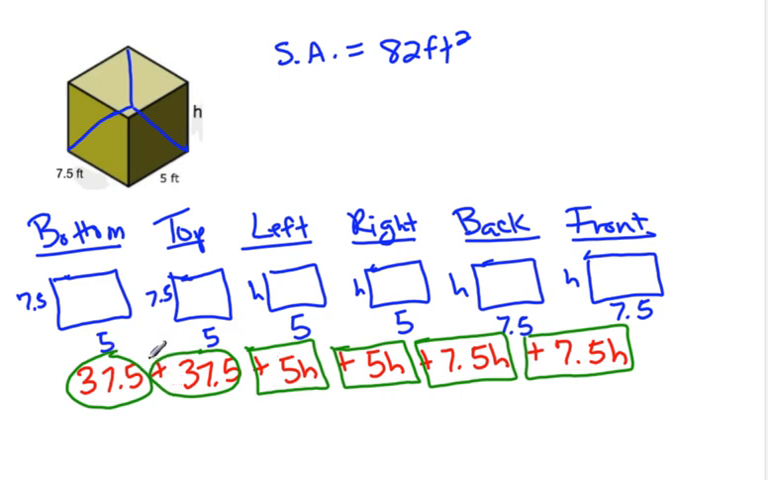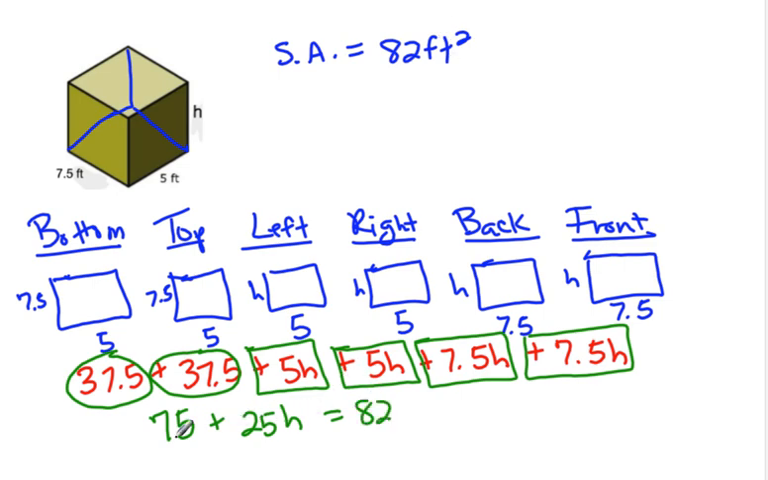So we have our circles, we're going to combine together, which 37.5 plus 37.5 is, anyone? Bueller? Right, 75. And then you have 5h plus 5h, that's 10h, plus another 7.5, that's 17.5h, plus another 7.5, that's 25h. So the h's are all on there, so keep your h there. And we know it's going to equal, in our problem they gave us, 82.